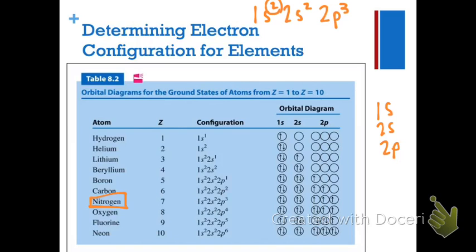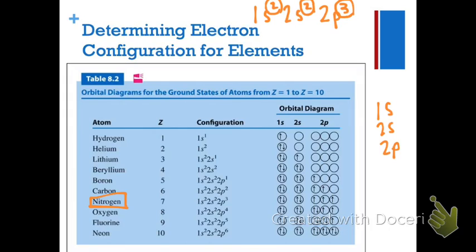When you get something like radium, which is like 88, would you have to count 88? Mm-hmm. 1s2, 2s2, 2p6, 3s2, 3p6, 4s2, 3d10. You go all the way until you get to the bottom.